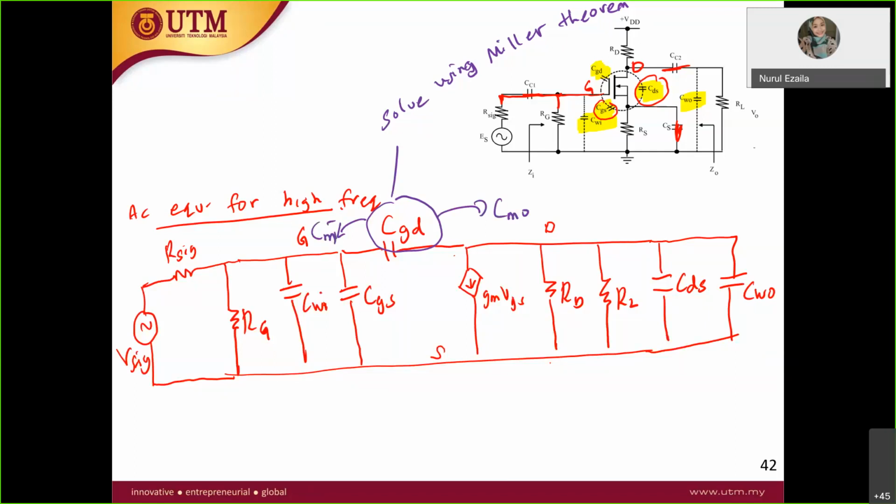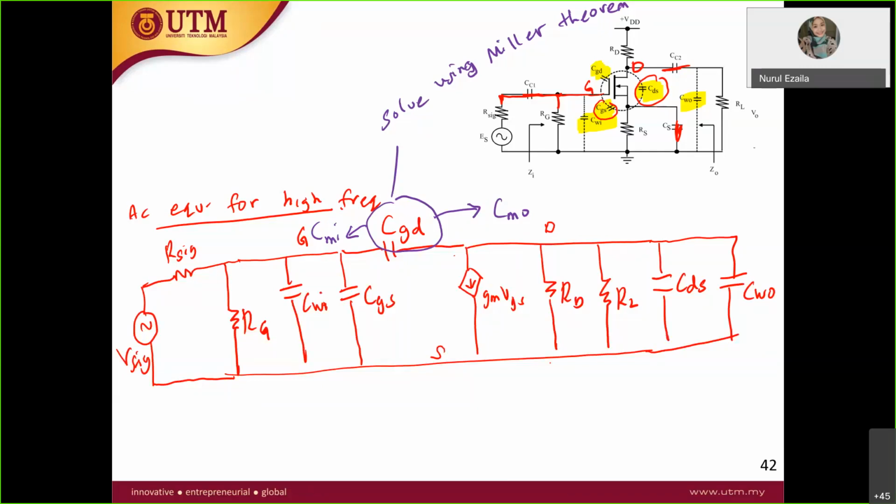Last time in the group, your friend asked about a different derivation in the textbook and in the slide. Please follow the slide. I do not have time yet to double check the textbook. At the moment, please remain the same as in the slide. So CGD will be split into two, CM in and CM out. Then you have to redraw the equivalent circuit again.